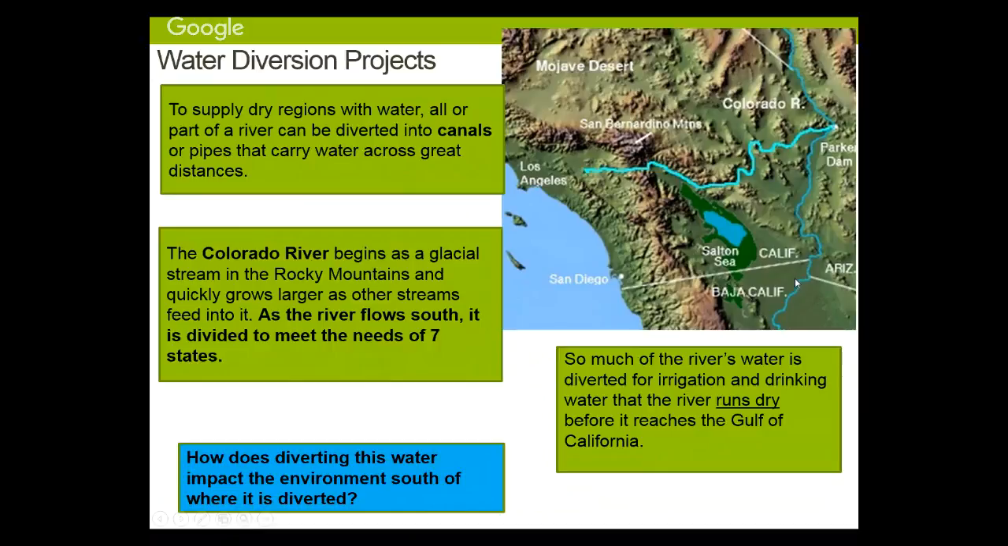Maybe like desertification because there's no water going there anymore. People can't grow crops. They had to relocate. Plants are dying, so then we lose the soil. So all kinds of things like that can happen.